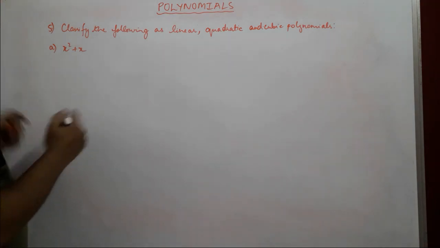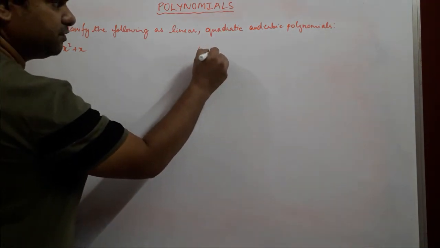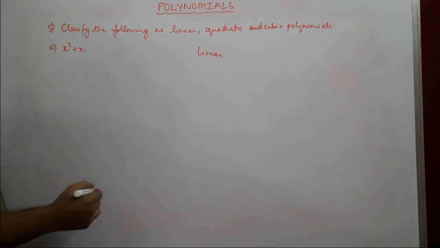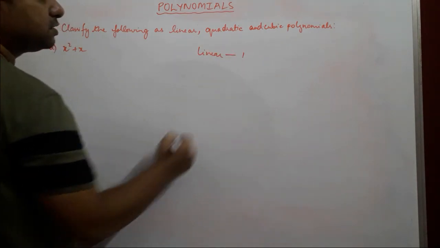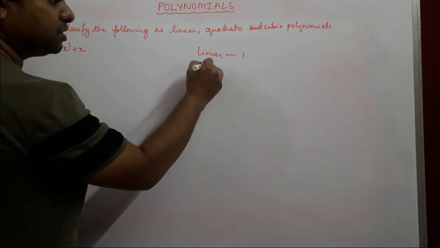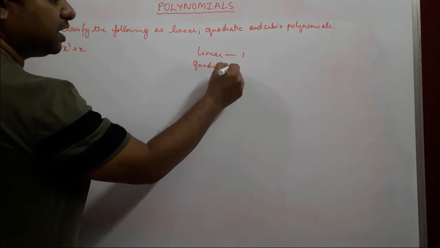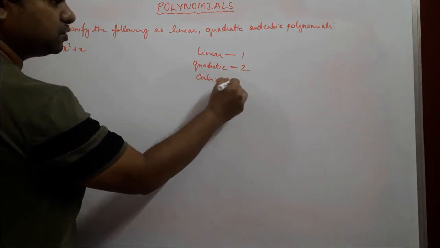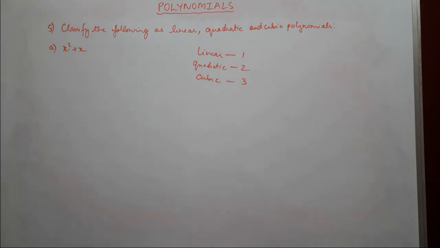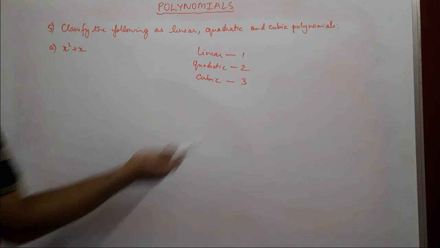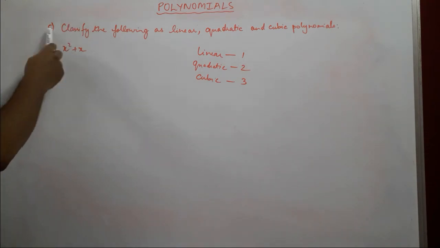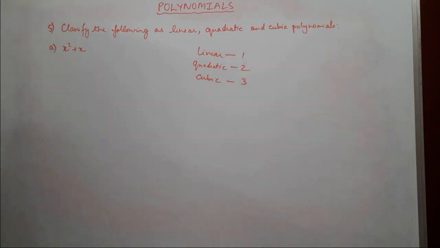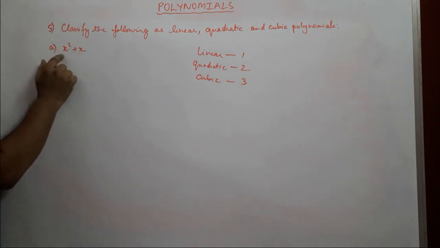So what are linear? I'll just revise this once again. Linear polynomials are those where the highest degree is 1, and quadratic polynomials are those where the highest degree is 2, and cubic polynomials are those where the highest degree is 3. Okay, so based on this criteria, we will solve questions that fall under question number 5.